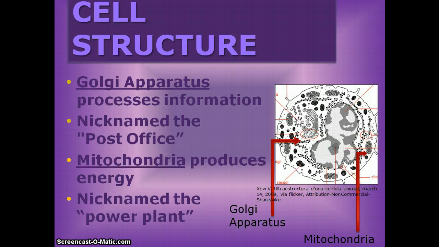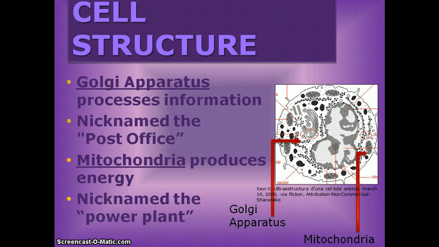Another organelle that is in both plants and animals is the Golgi body apparatus. The Golgi body apparatus is often nicknamed the post office, and this is because it processes and transports information in and out of the body, much like a post office would do.